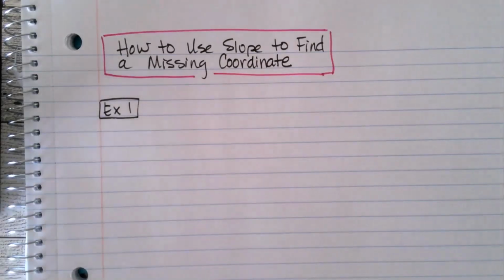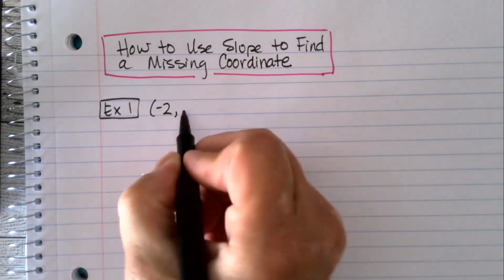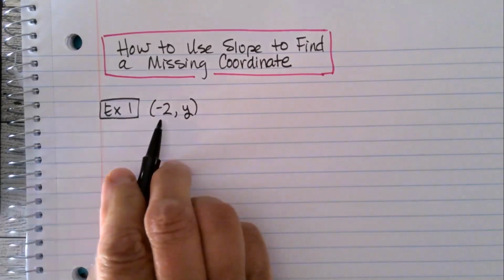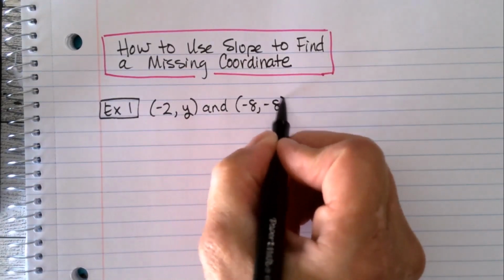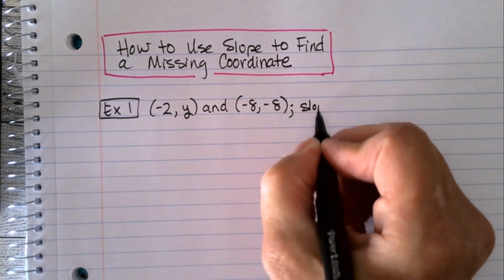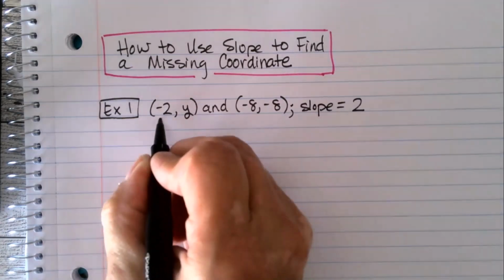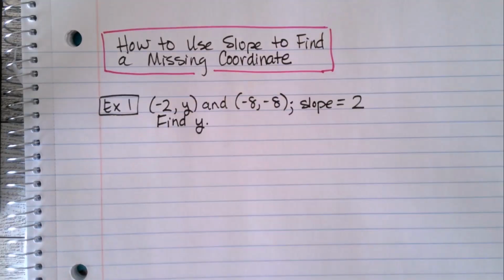What these problems look like is you're going to be given a point where they only give you one of the numbers. And then you're going to be given another point where they give you both of the numbers. And they're going to tell you what the slope equals. And the question is to find the value of y. We're going to do one with graph paper for people who like graphing. And then I'm going to do 3 more using algebra, and you might like the algebra better.